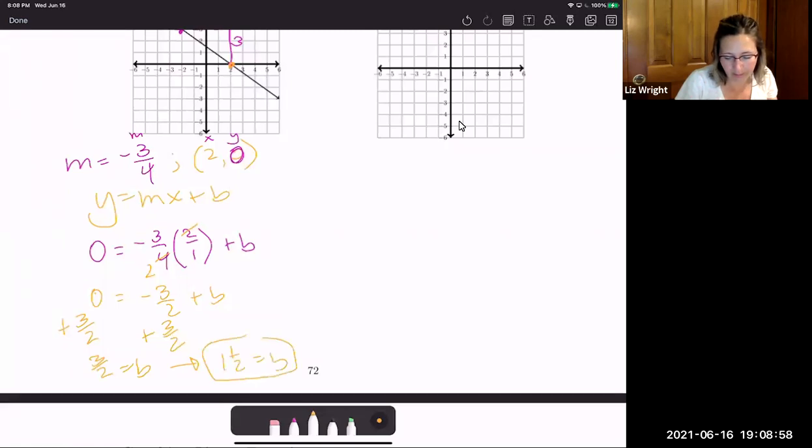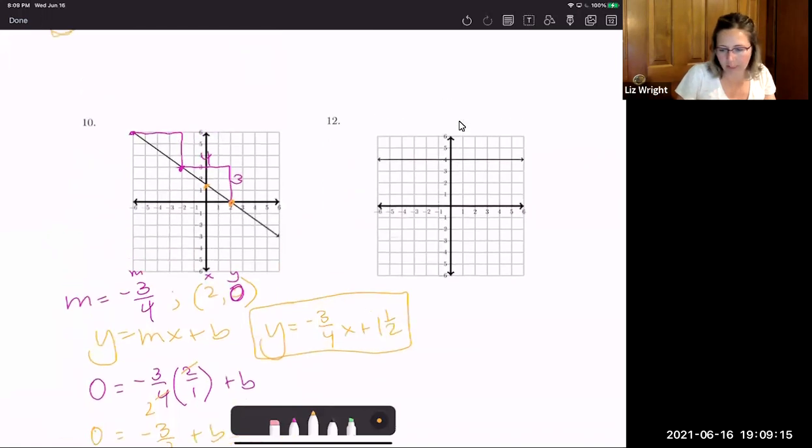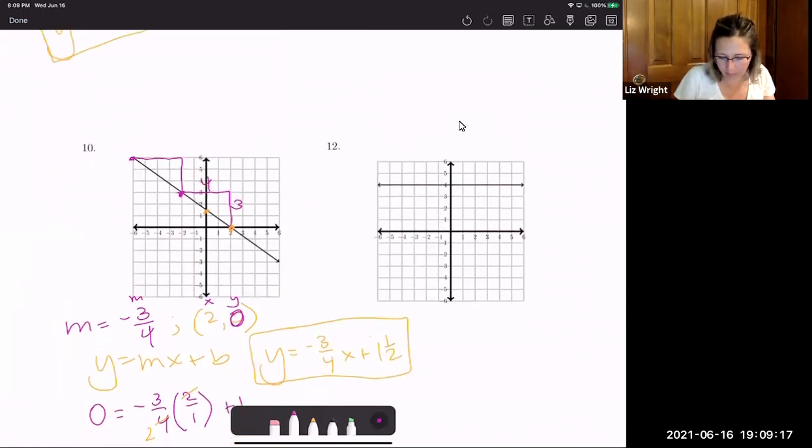So I'm going to look up and make sure that 1 and 1/2 makes sense. That looks like it makes sense. So my equation is going to be y equals negative 3/4 x plus 1 and 1/2. And that is my final answer. Okay, let's look at the last one.